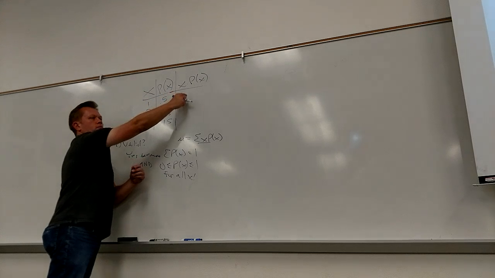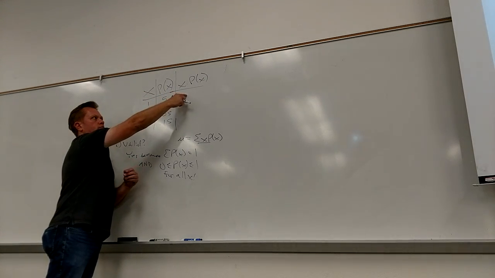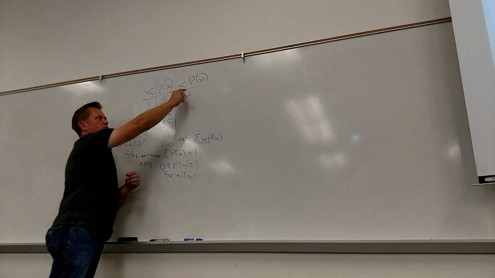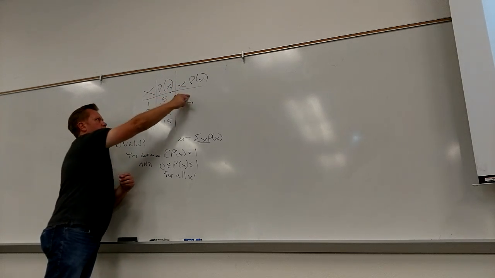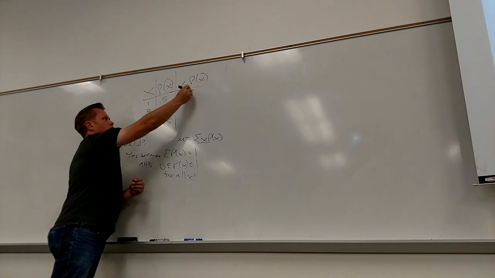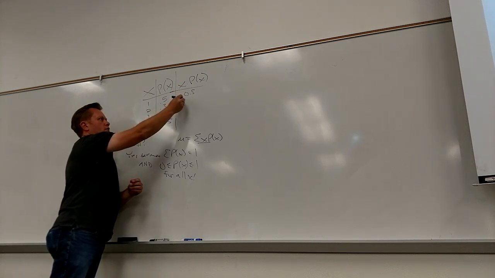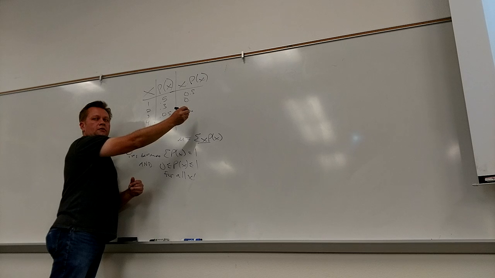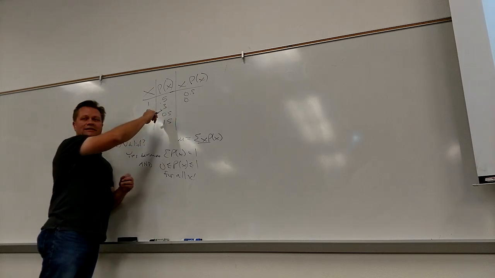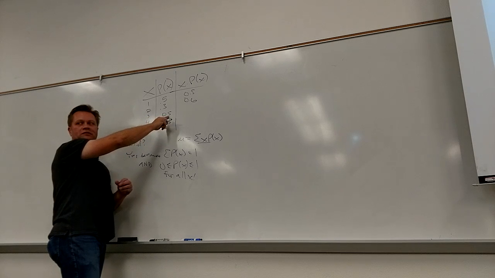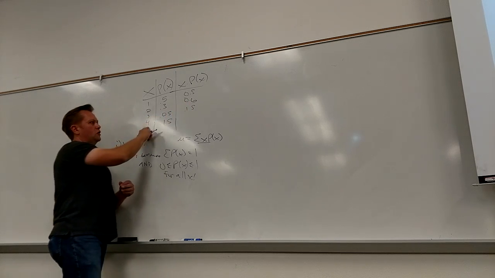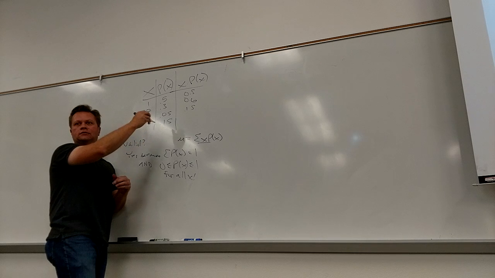So what do I put here then? What does this tell me to do? It tells me to take x times p of x. So here I get 0.5. You can do it. Double 0.3 is 0.6. Triple 0.05 is 0.15. Quadruple 0.15 is 0.6.